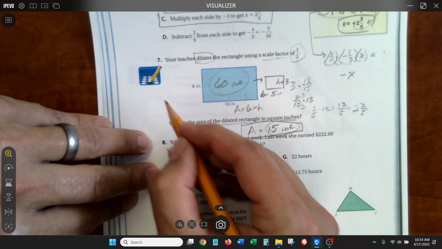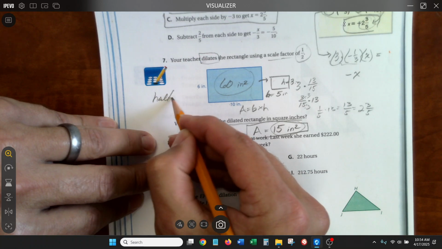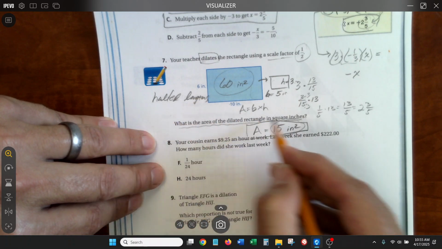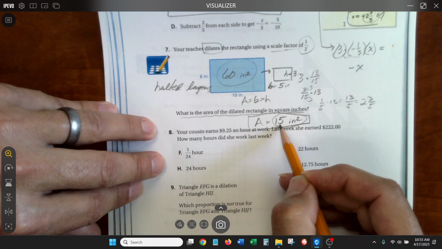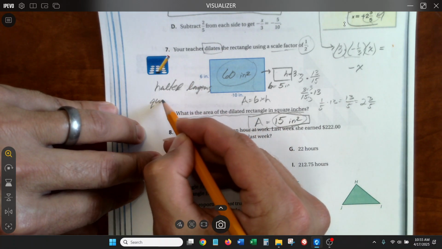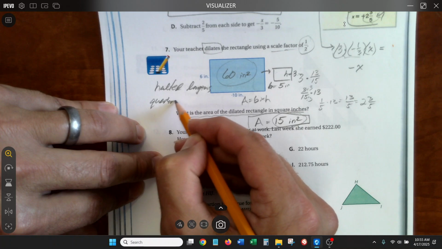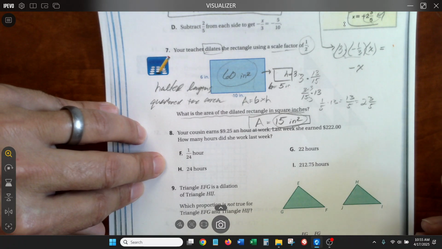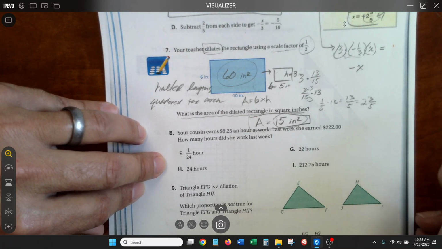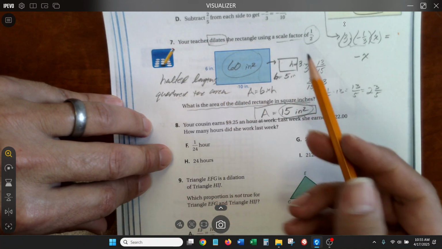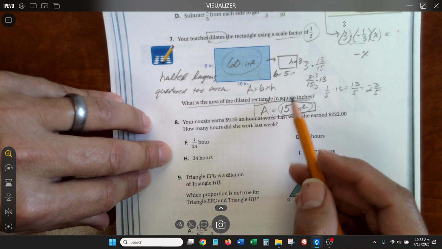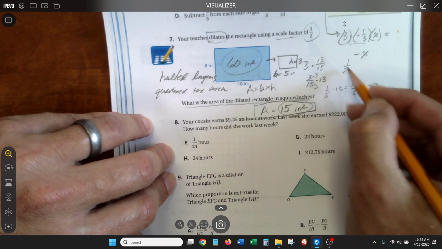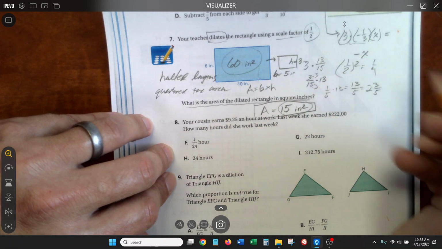So we halved the lengths, but the area was quartered. 60 divided by 4 is 15. So we quartered the area. So when we scale down a figure and reduce all the lengths by a half, the actual area inside goes down by a quarter, by 1/4. There's 1/2 squared. That is 1/4.